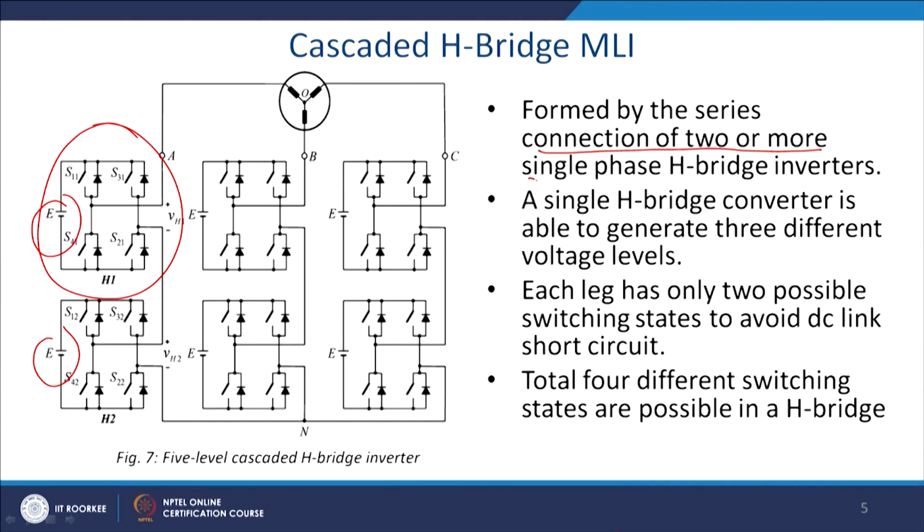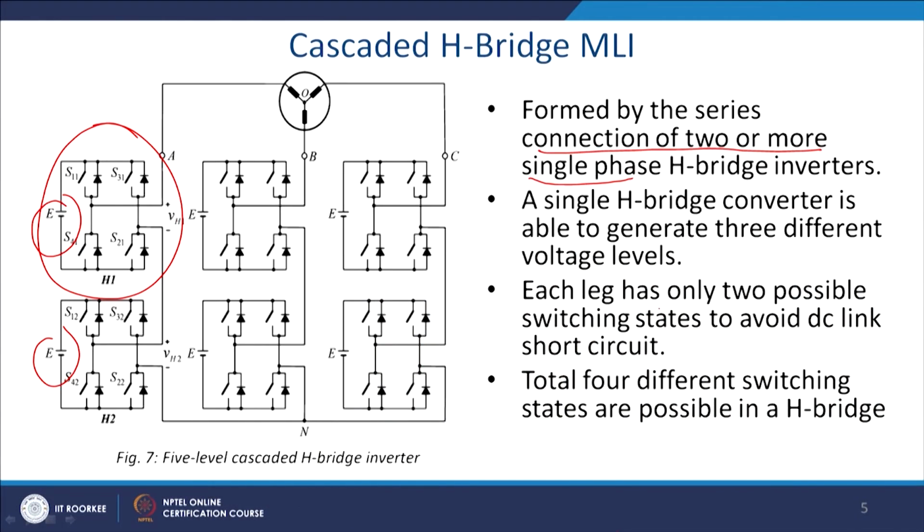So, what are the actual features of it? It is formed by the series connection of 2 or more single-phase H-bridge inverters. A single H-bridge converter is able to generate 3 different voltage levels, which we will see a little later in the next slide. Each voltage leg has only 2 possible switching states to avoid shorting of the DC link voltage, and so we require to restrict it.